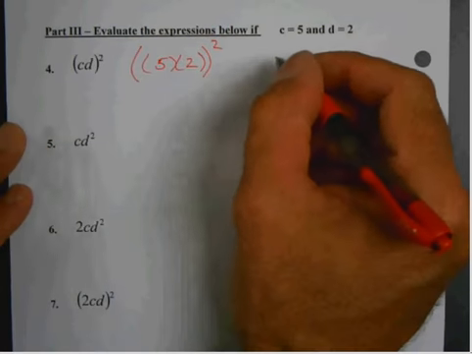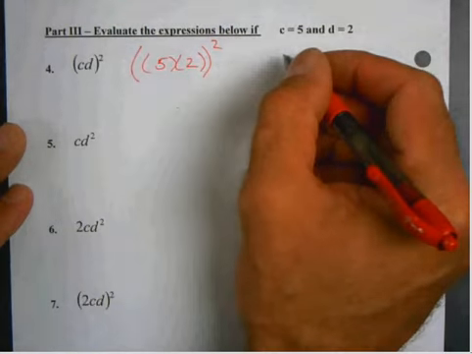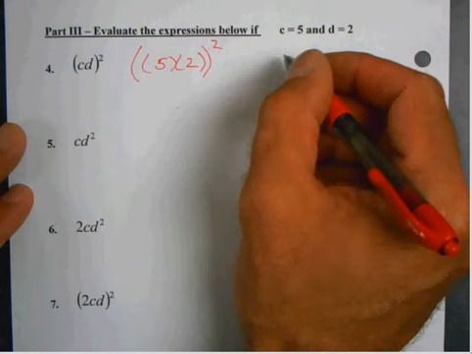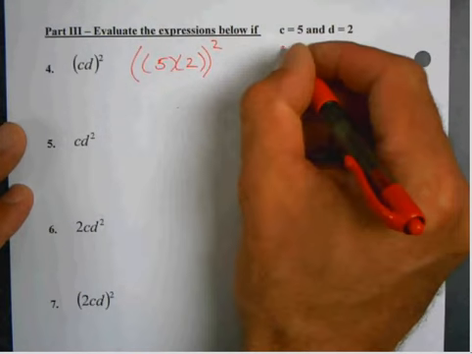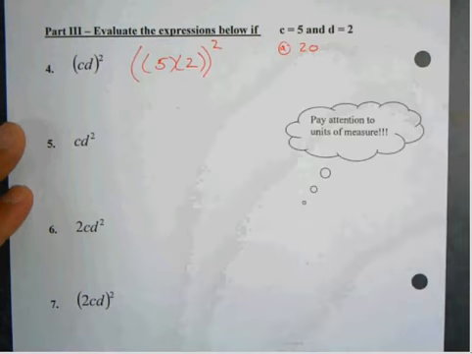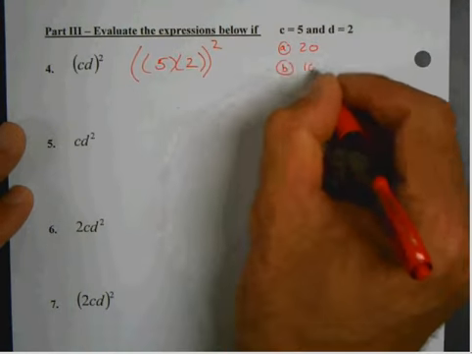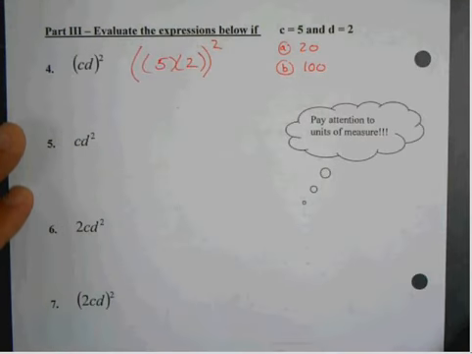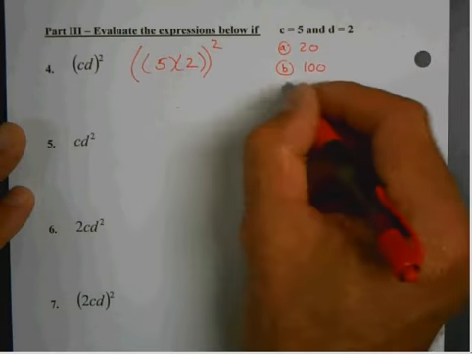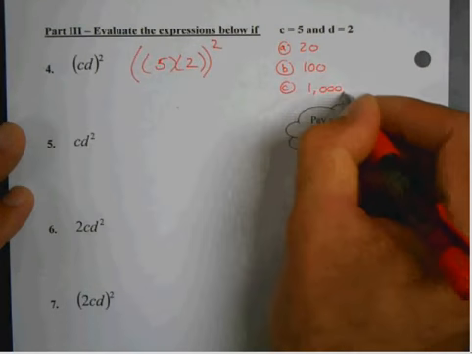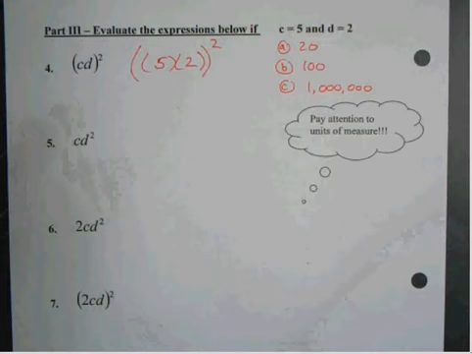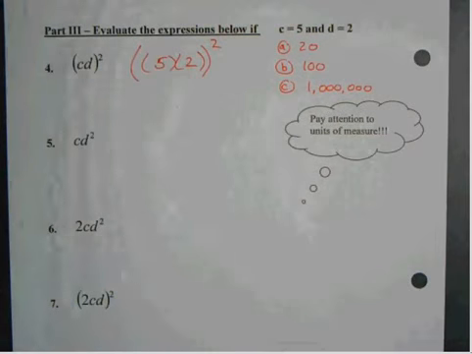Anyone want to give us a shot? Kristen? 20. Okay, option A, 20. Jade? 100. Option B, 100. And we got option C. A million. Okay? So we have option A, option B, option C.